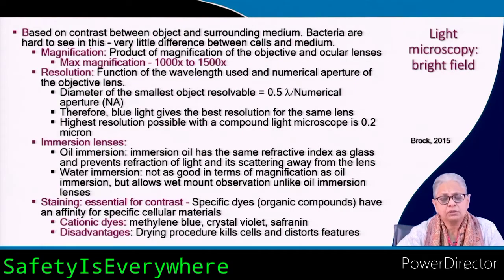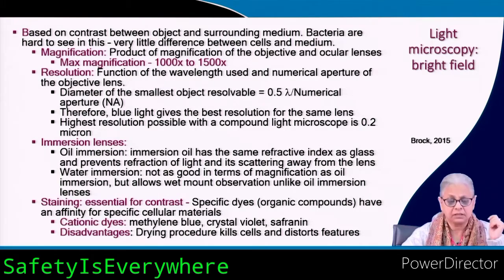Now, if you have an object which is 70 to 90% water, it has no pigments, it's practically water. So it's very difficult to see something that is in water and just like water. So, like I said, it is very difficult to see bacteria unless you stain them. So we will come to staining at the end of this slide. That's the first thing, because there's very little difference between the cells and the media or the water that they are in.